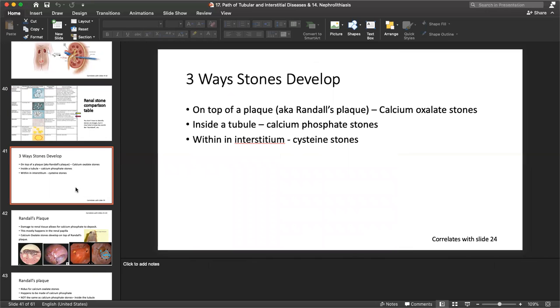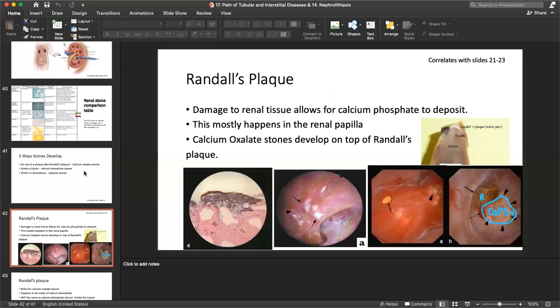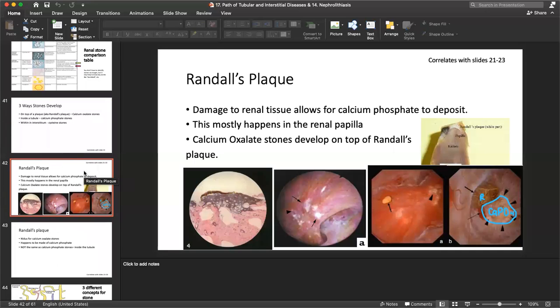Okay, so there's 3 ways a stone can develop. On top of a plaque, which is called Randall's plaque, which is our calcium oxalate stone. In the tube, that's our calcium phosphate stone. And then within the interstitium, that's our cysteine stones. Here is our Randall's plaque. Remember, that's calcium oxalate.